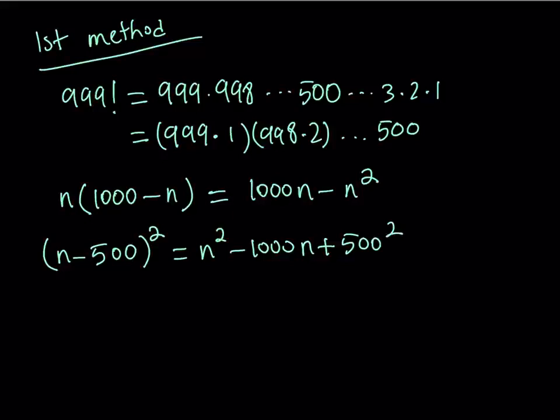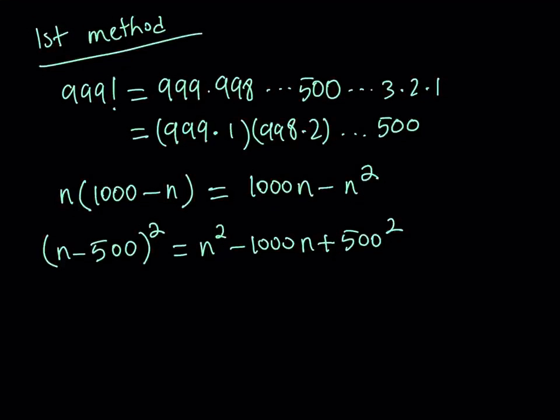Why did I write it as 500 squared? I could write it out like 25 whatever thousand, I think, right? But that's not important at this point. It's better to keep it as 500 squared. Why? Because we have 500 in our product. So obviously this is going to be greater than or equal to 0, right?